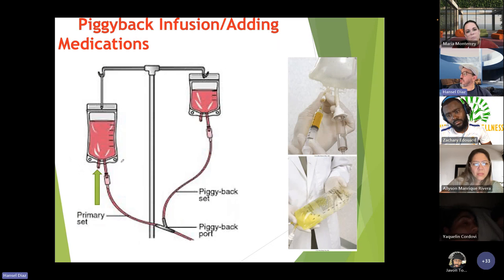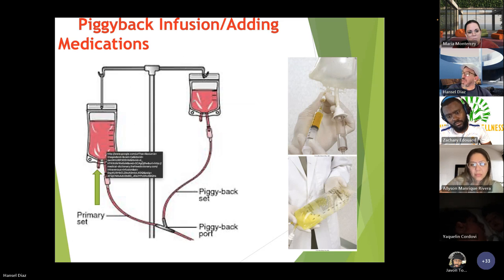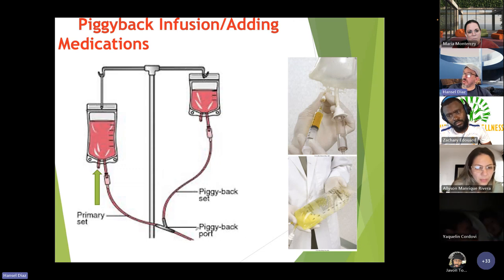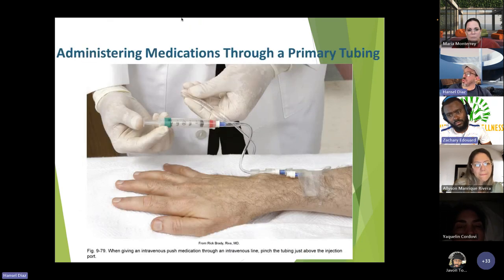As a piggyback infusion, if you need this to go faster, you put this one up, this one down, and the piggyback is going to go first, and after it finishes, the primary set is going to keep on running. If you have this keep-vein-open line here, and you don't have a machine, and you need to infuse a medication, then you could use it that way.